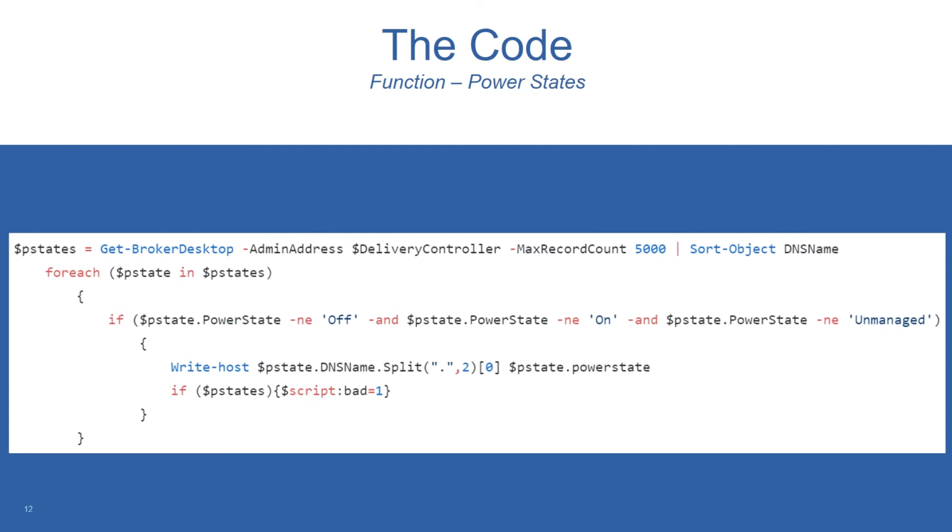And the reason why we're not doing the unmanaged portion is if you have machine catalogs that are not power managed, then those would have the unmanaged power state. So that's why we're not getting those.